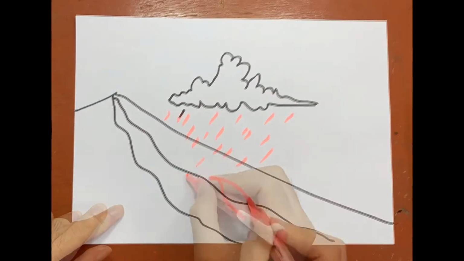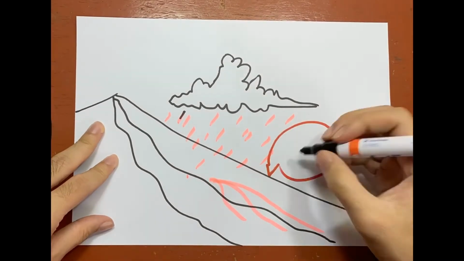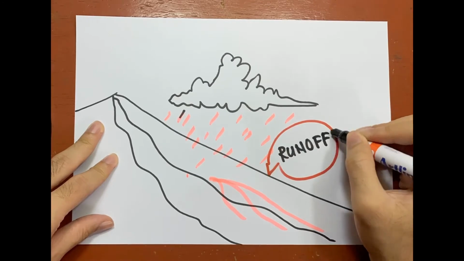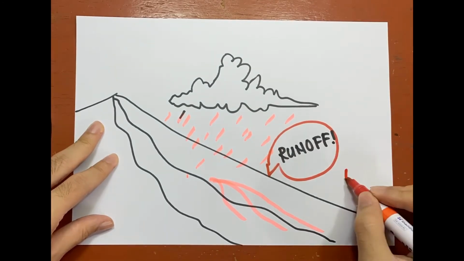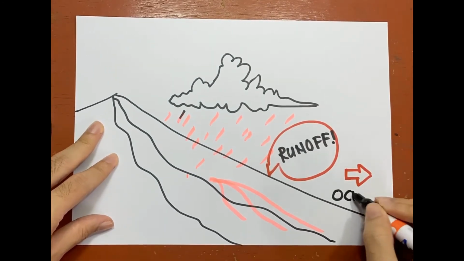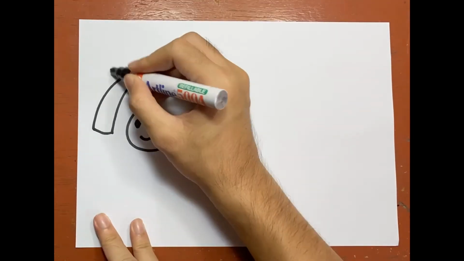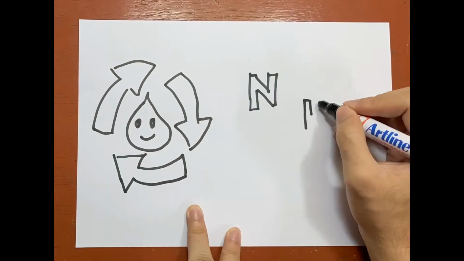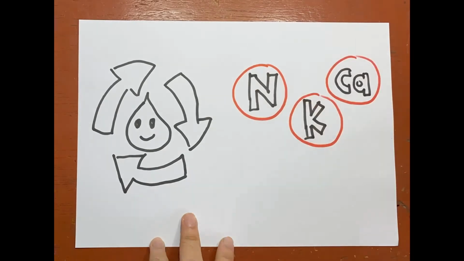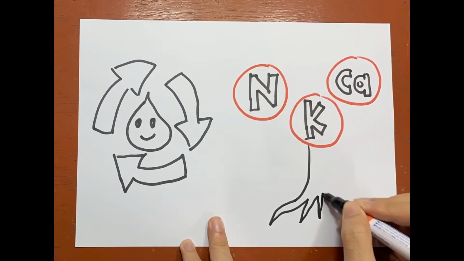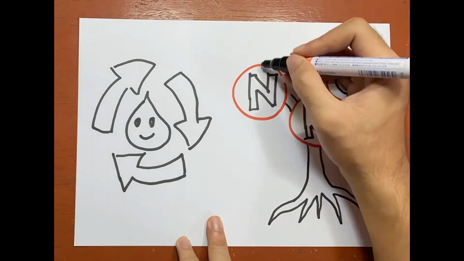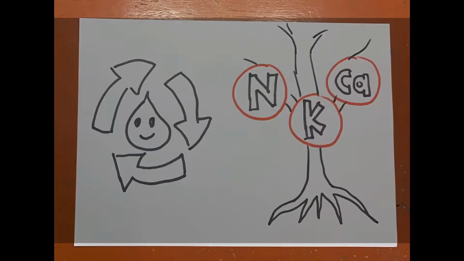Precipitation that occurs over the land and is not absorbed by the soil is called runoff. The runoff collects in streams and rivers and eventually flows back into the ocean. That is generally how the water cycle affects the presence of nutrients inside the soil, which later will be absorbed by the plants through their root cells.